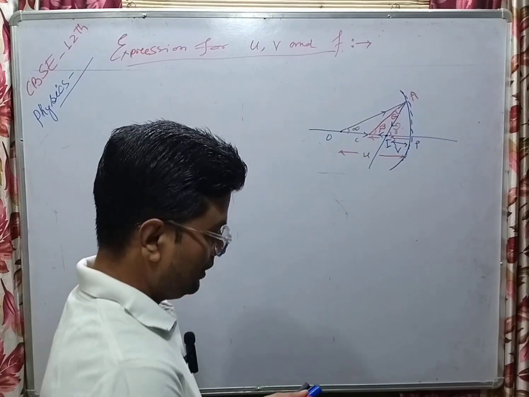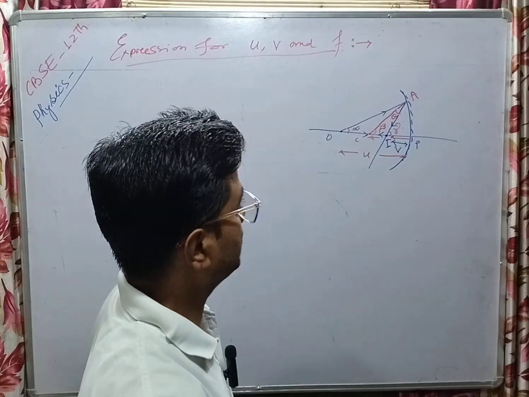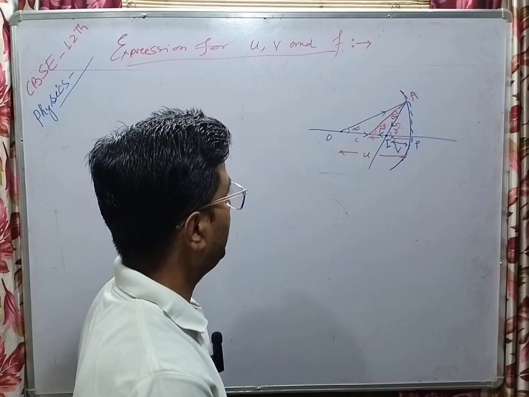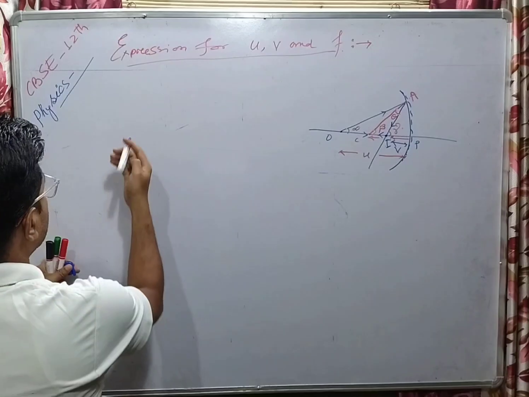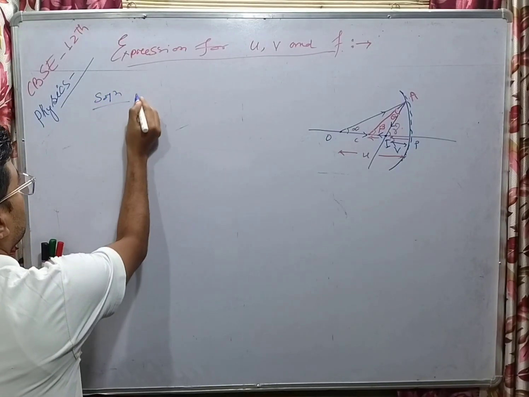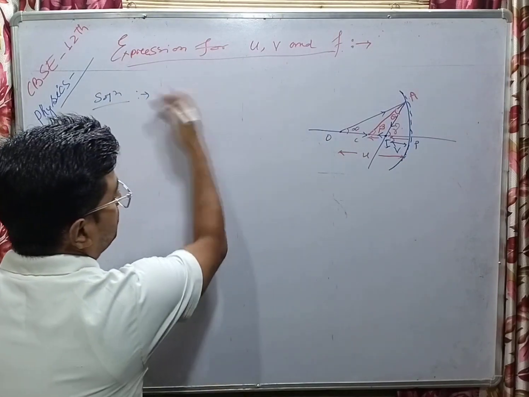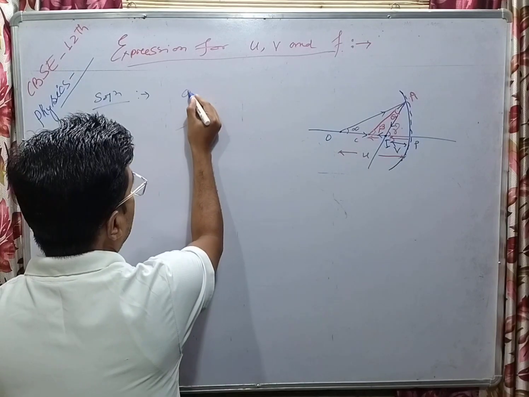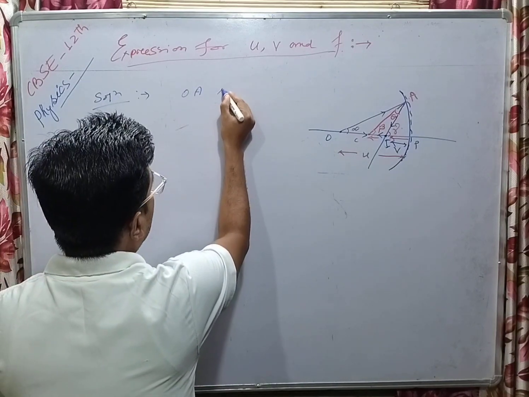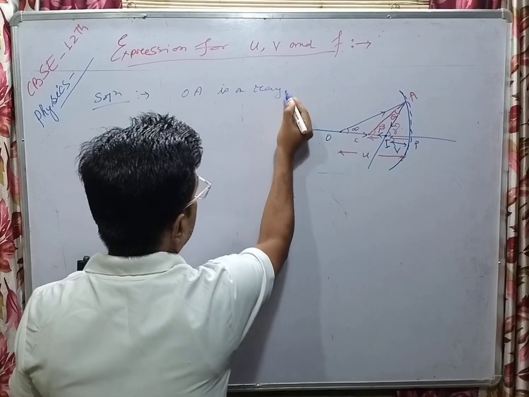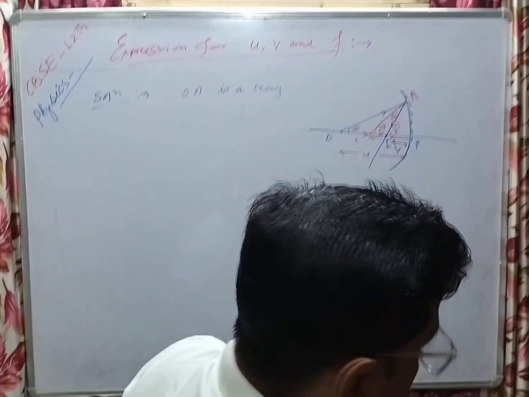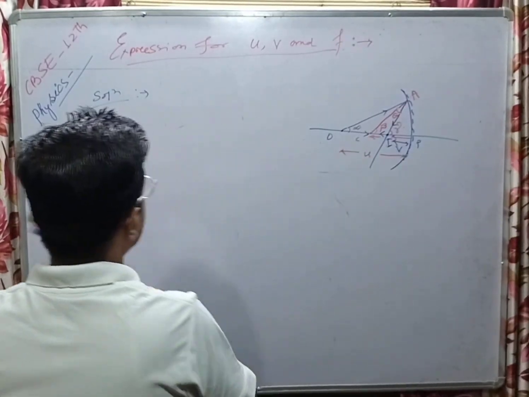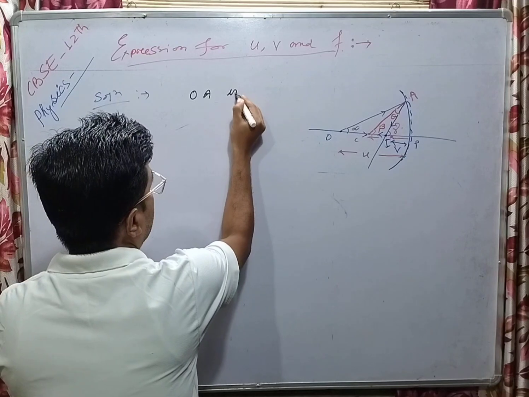Now I can start the discussion. Now I can start the proof of 1 by v plus 1 by u is equal to 1 by f. Here OA is a ray.